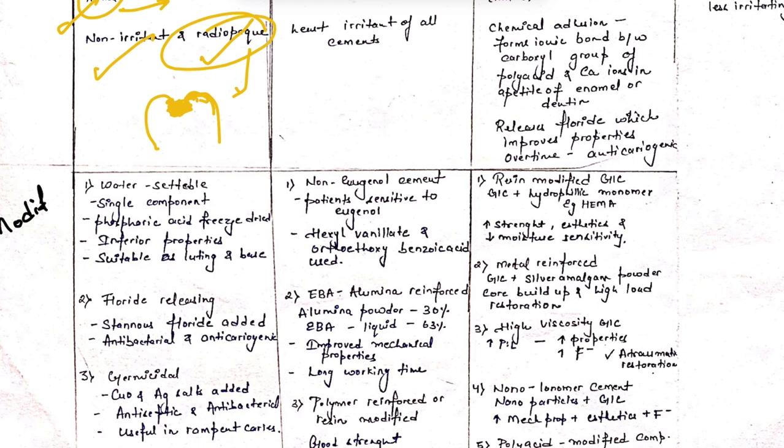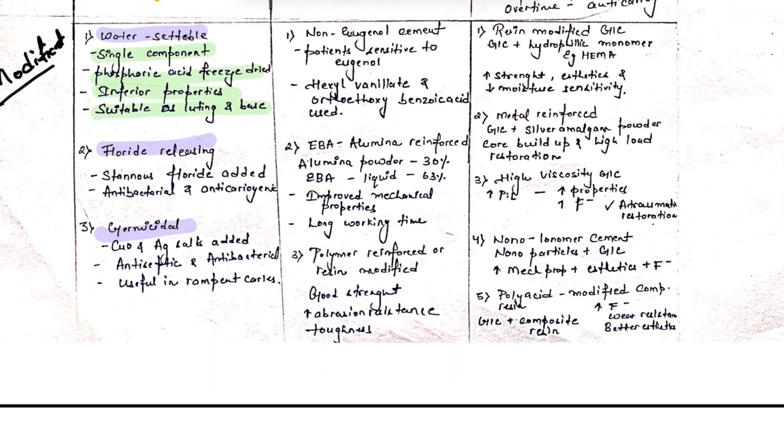Okay, then this is about modifications of the cements we need to talk about. We'll be talking about three modifications: water settable, fluoride releasing, and germicidal. These are all modifications of zinc phosphate cement itself. Okay, so the water settable cement, the advantage is it is a single component, so you don't have a powder and a liquid both. Then how is it made? The phosphoric acid is dried into the powder. Okay, it has inferior properties, so that's not really good, and it is suitable for luting or base, but its other properties are inferior.